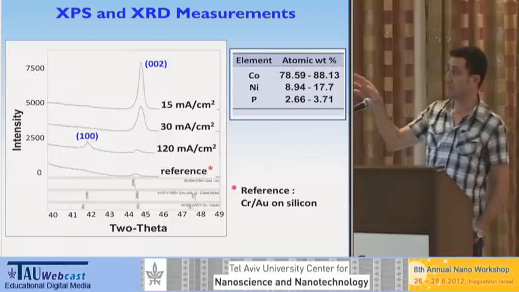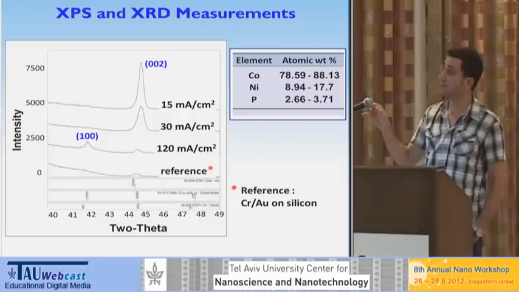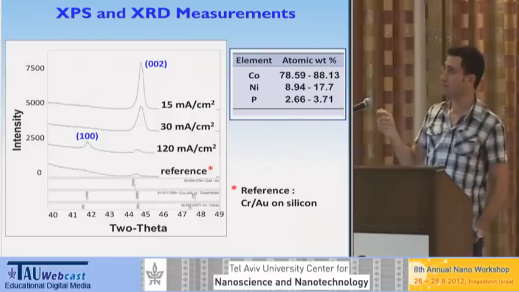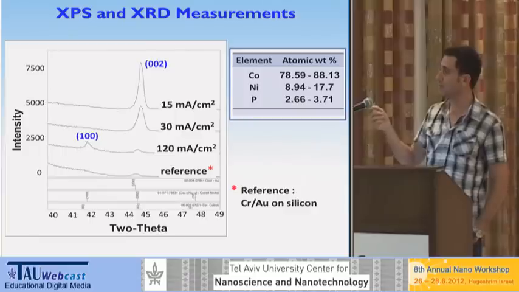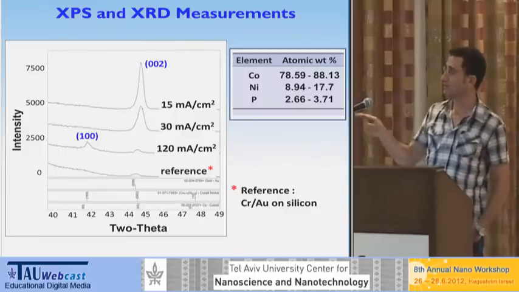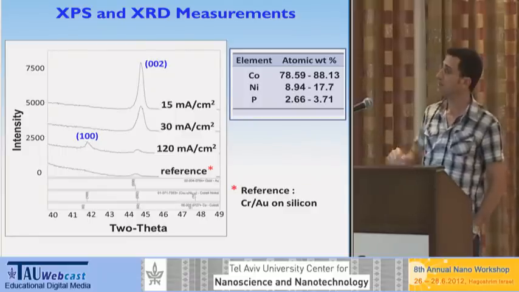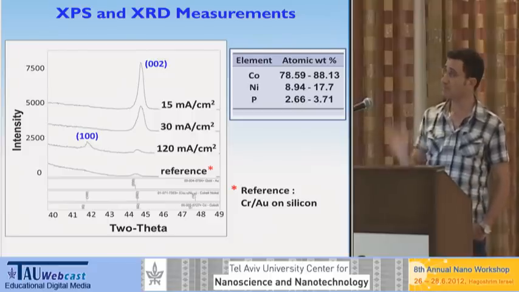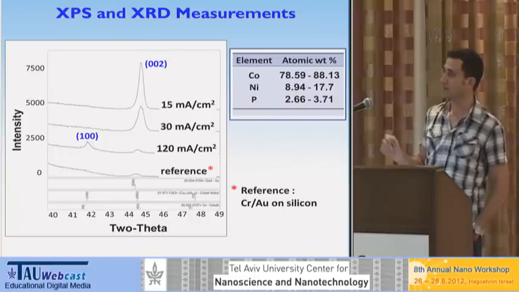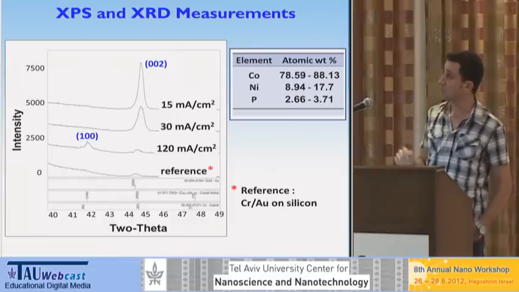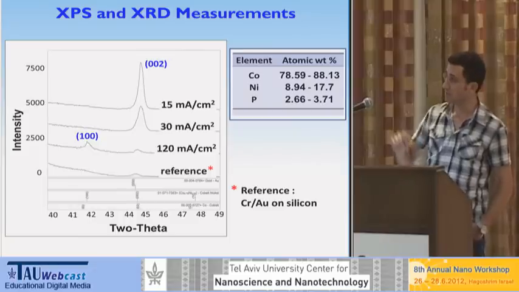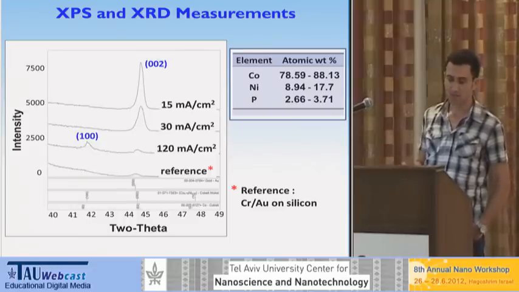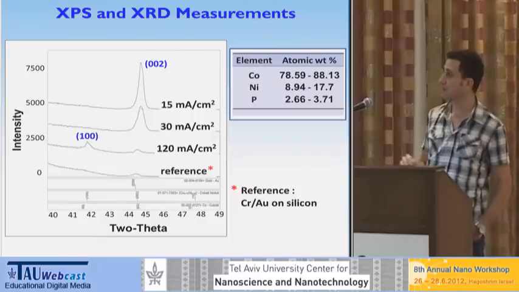What we can see is that when we deposit the films at different current densities, we see a different crystallographic anisotropy. At lower current density, we have a peak at 0002. These are XRD plots, and the peak at 0002 for CoNiP films represents an out-of-plane crystallographic anisotropy. When we increase our current density to 120 milliamps per centimeter squared, we see a decrease in the peak at 0002, and we see a peak all of a sudden at 100, which corresponds to an in-plane crystallographic orientation.